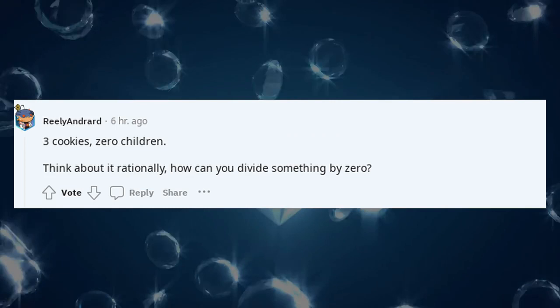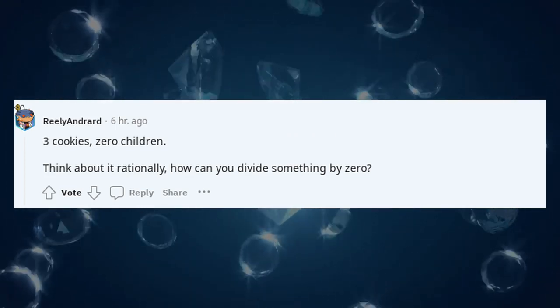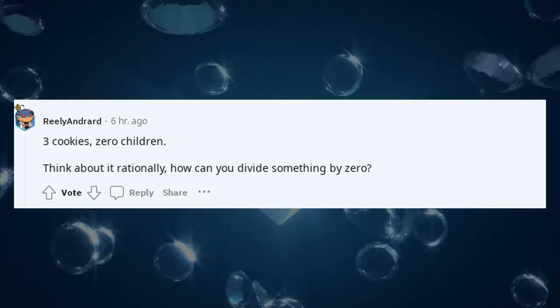3 cookies, 0 children. Think about it rationally. How can you divide something by 0?